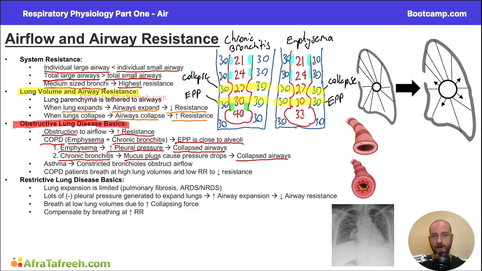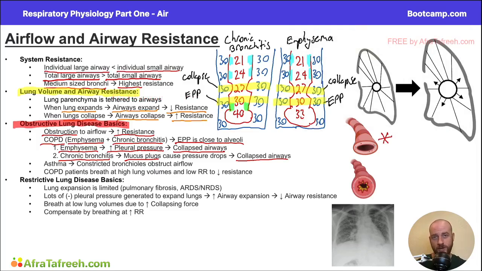So in the case of emphysema, it's very easy to expand the lungs, and as a result, we go through all of this equal pressure point physiology that we just discussed, and we see that the pleural pressure flattens the airways, and that's the obstruction to airflow.